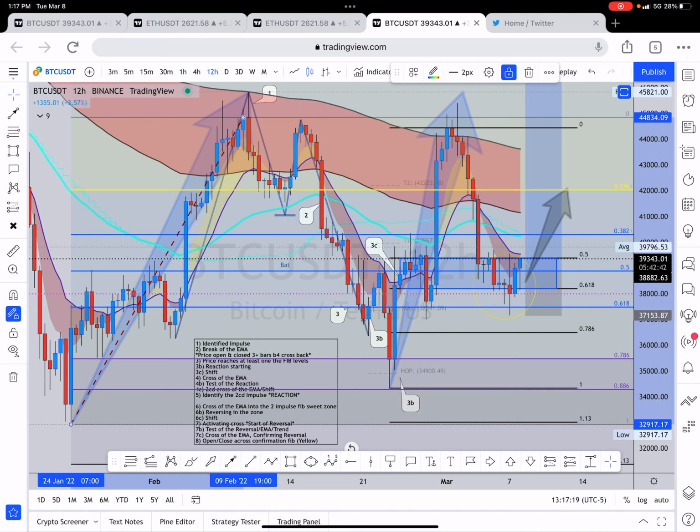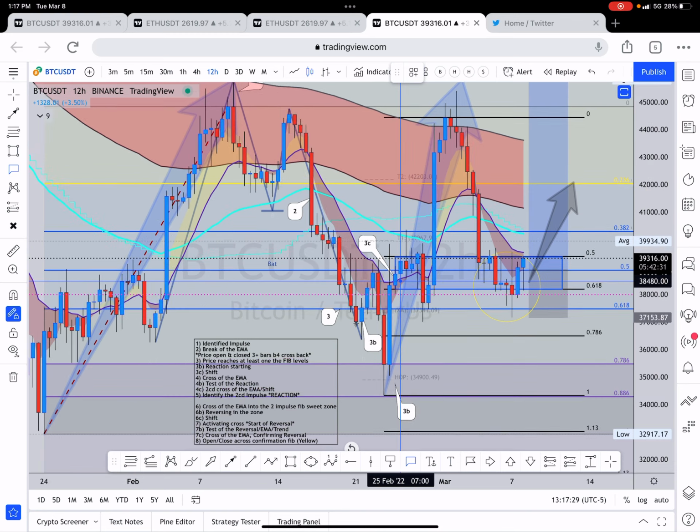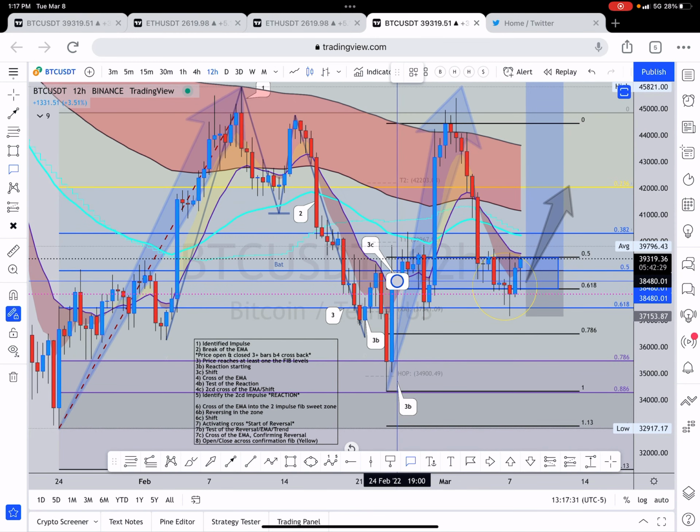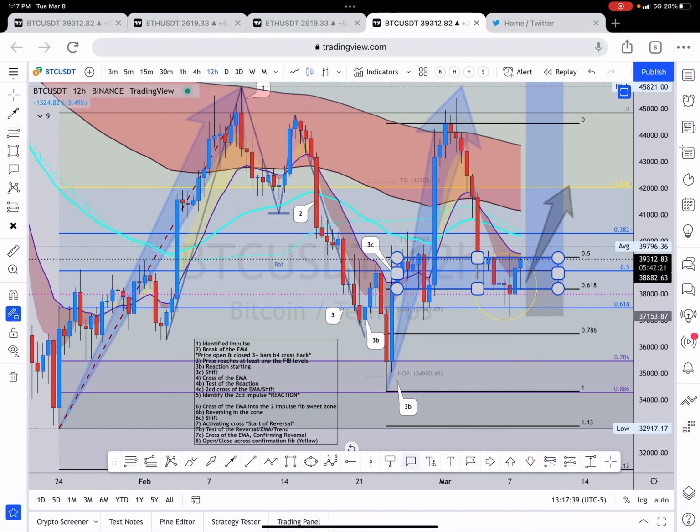So we must mark those as they go along. So we have our 3B, we have our 3C here. Price broke the EMA. It may be tight to see here. There's a lot. I already locked it, so I can't zoom in really, but we'll continue forward. The cross of the EMA, not there. Let me redo it. The cross of the EMA is actually here.